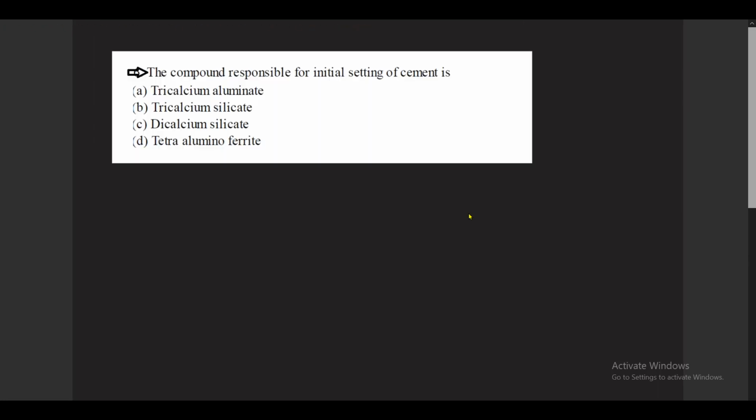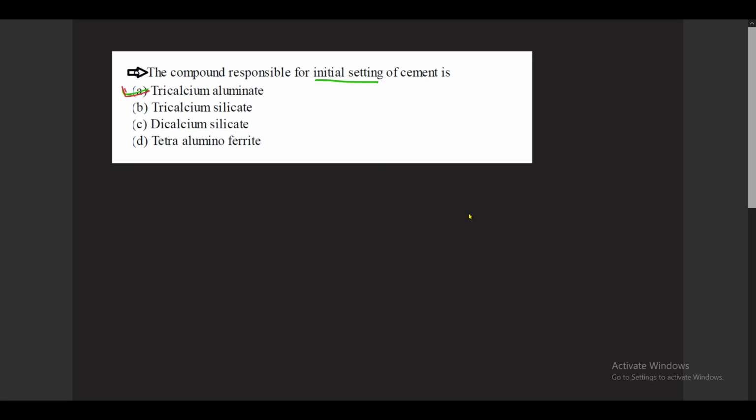Now the next question is: the compound responsible for initial setting of the cement is. Read the question carefully. I think many students get confused between initial setting and initial strength development. These two are different things. The question is asking about initial setting of cement, not the initial strength. So the correct option is option A, the tricalcium aluminate.